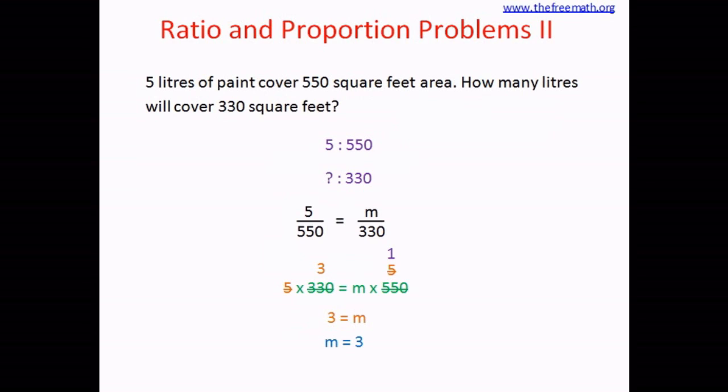And what is m here? M is the amount of paint that will cover 330 square feet. That means our answer is 3 liters. 3 liters of paint will cover 330 square feet.